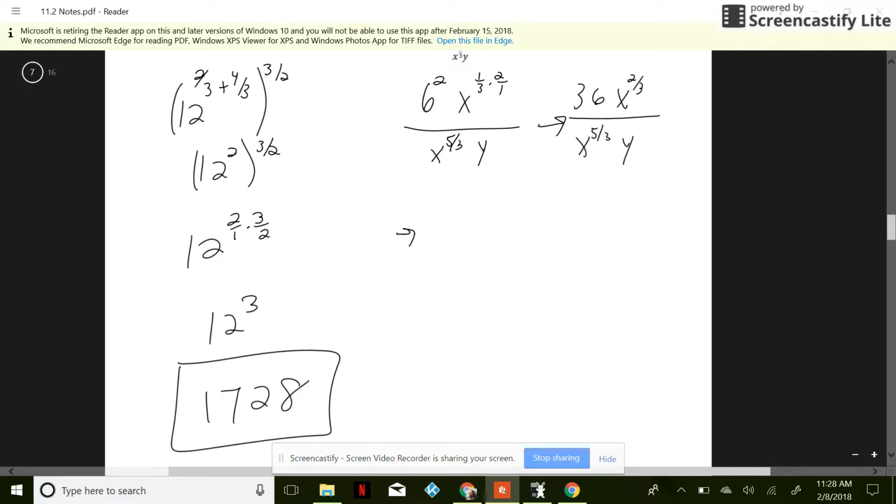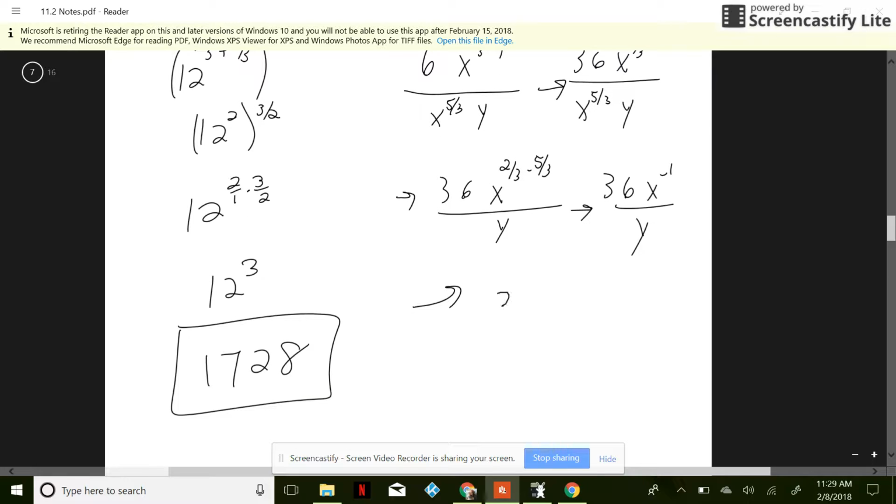From here, we can subtract those exponents. So I'll have 36 times x to the 2/3 minus 5/3. Still got that y in the denominator. So 2/3 minus 5/3 is negative 3 over 3, which is -1. So then since that's -1, it's going to go down to the denominator. We end up with 36 over x times y.